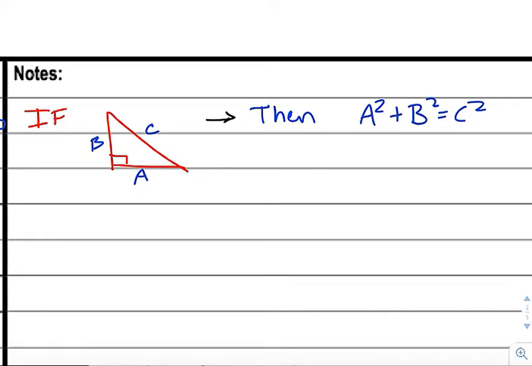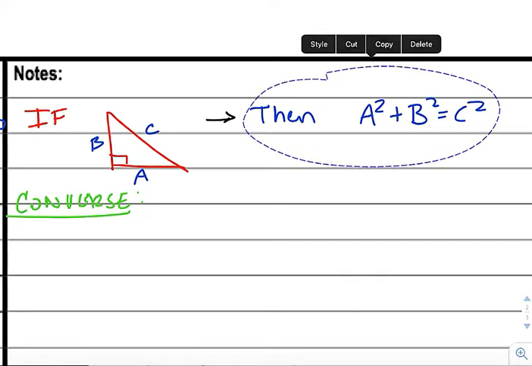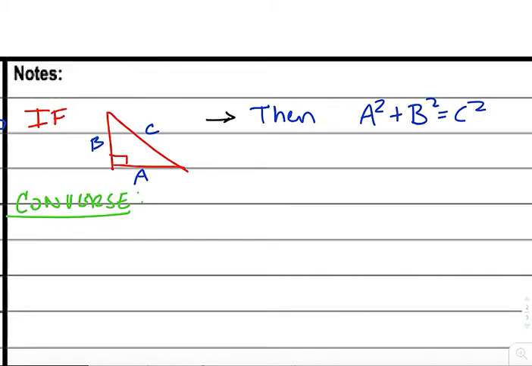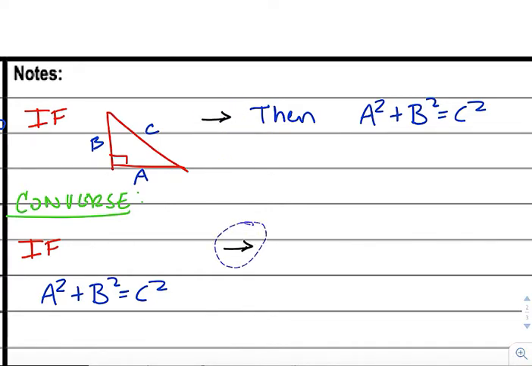And so if we're dealing with a converse, it actually is just a reversal of this. So the converse, just the opposite, says if you have a situation, and you may not know exactly what kind of triangle you have, but you do have a situation where a squared plus b squared equals c squared, then you have a right triangle.